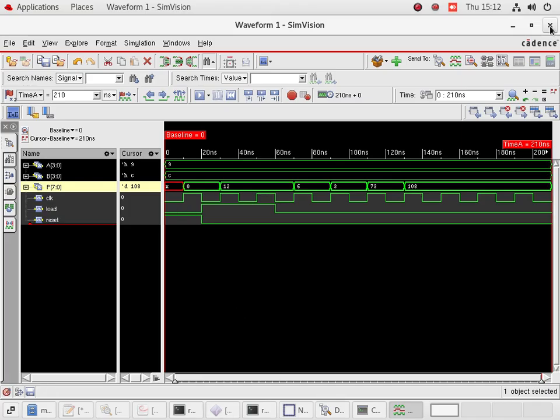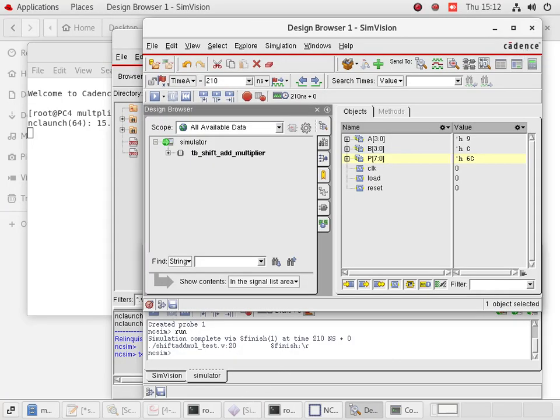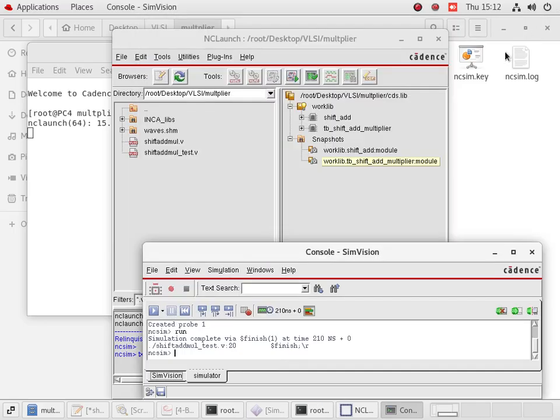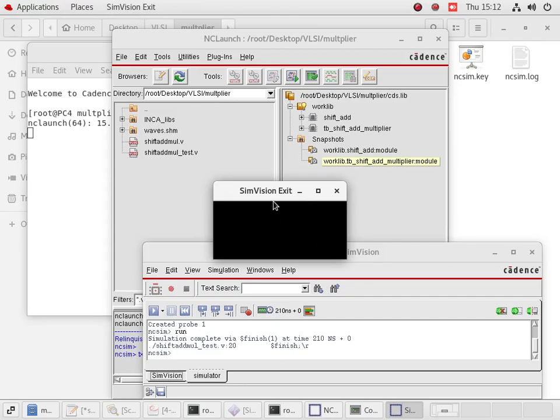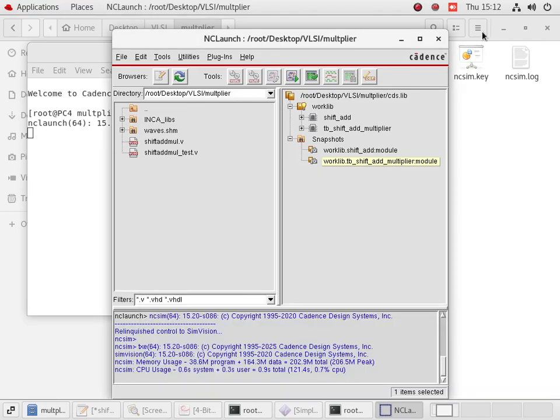Now this is verifying the functionality. So now the first half is done. In the next half we have to synthesize our design. We will now simulate our design and see.